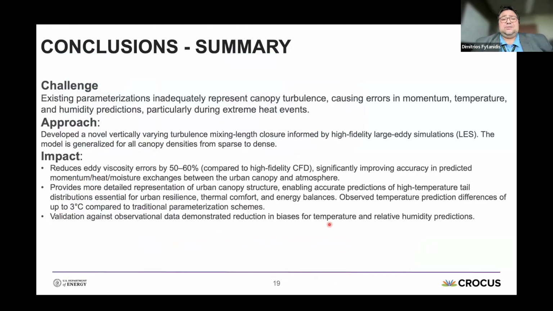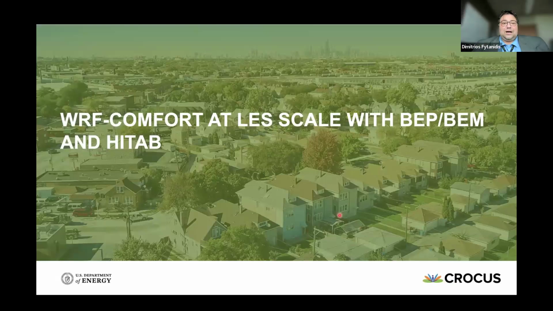summarize that the existing parameterization inadequately represents the canopy turbulence, causing errors in the momentum, temperature, and humidity predictions. We used high-fidelity simulations to come up with a new turbulent mixing length closure for urban canopies. The improved closure gives a 50 to 60% improvement in the prediction of eddy diffusivity and the accuracy of predicting momentum, heat, and moisture exchange between the urban canopy and atmosphere. The variability shows a difference of up to 3 degrees compared to the traditional parameterization scheme. And the validation showed that we reduced the biases in temperature and relative humidity predictions.